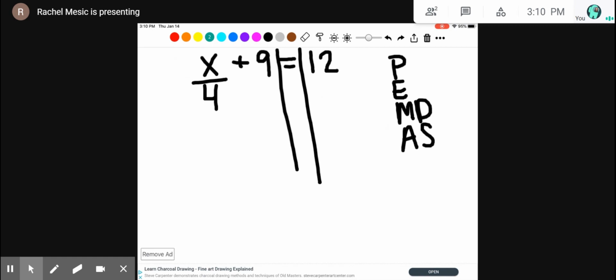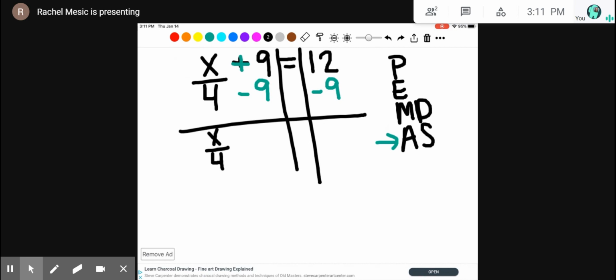So we're going to start with addition or subtraction, and we're going to look at the side with the variable. So we're looking at the left side, I see addition. So the inverse operation is subtraction. Let's subtract 9 from both sides. The x divided by 4 is going to stay the same. 9 minus 9 is 0, which is nothing, so I don't need to write anything else on the left. And then over on the right, we have 12 minus 9, which is 3.